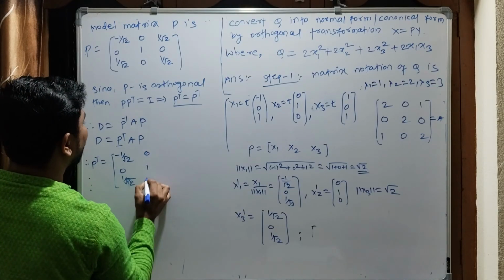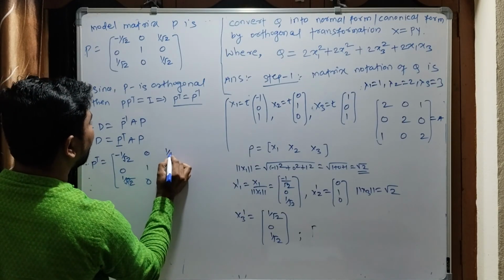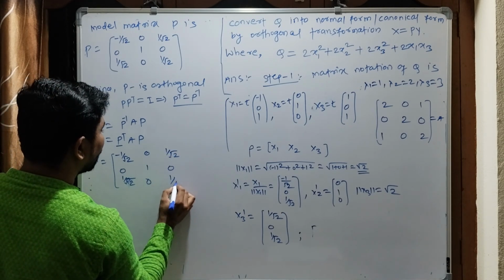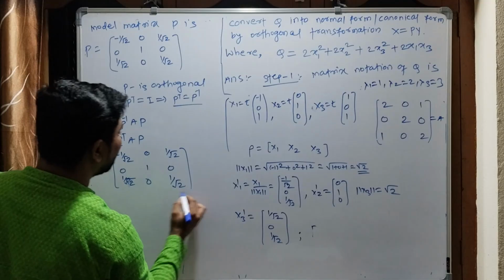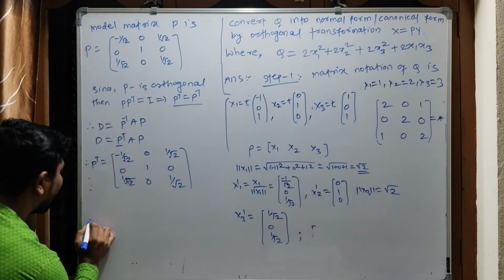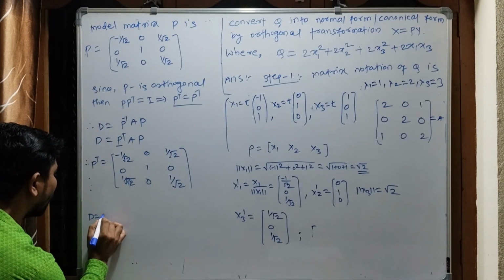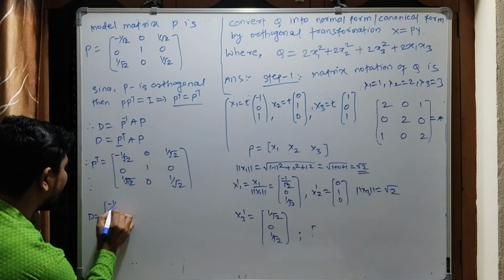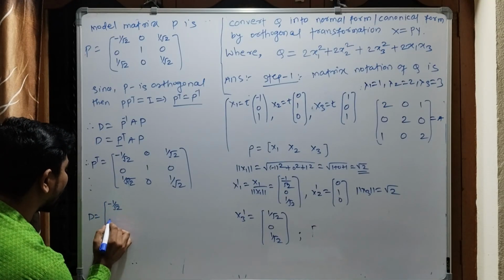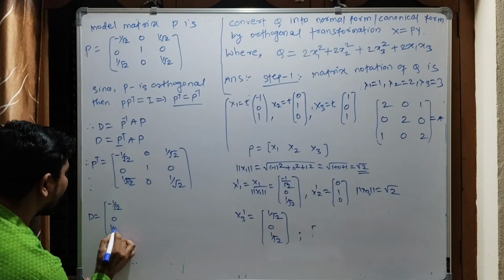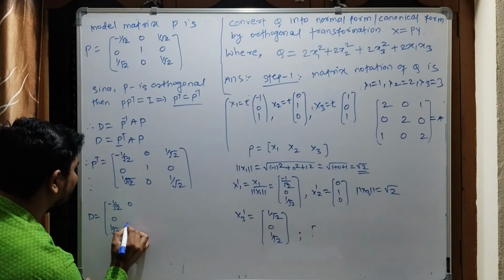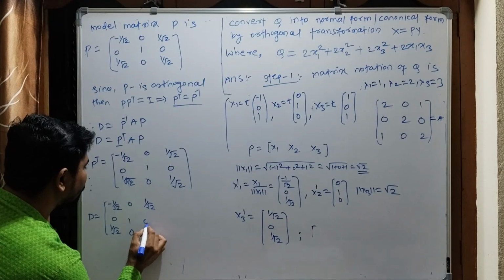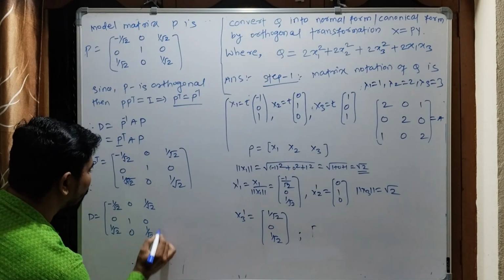Here 0 1 0, here 1 by root 2 0 1 by root 2. This is my P transpose. Now D equal to P transpose AP. So here write this matrix: minus 1 by root 2, 0, 1 by root 2; 0, 1, 0; 1 by root 2, 0, 1 by root 2.